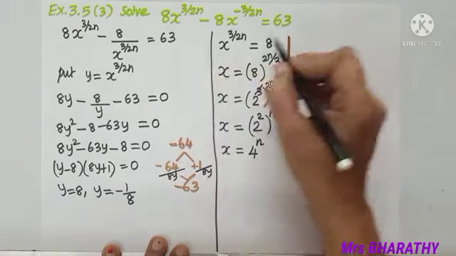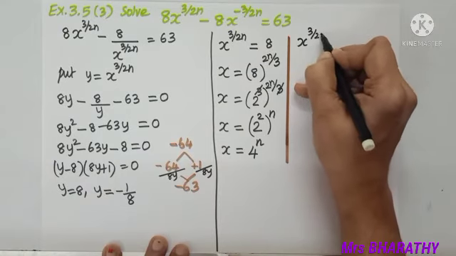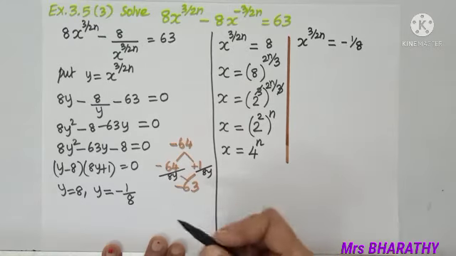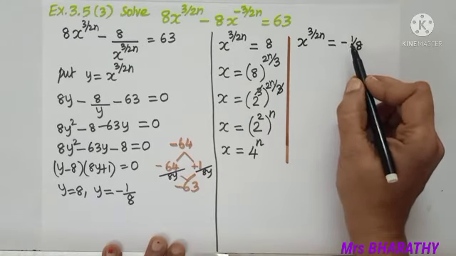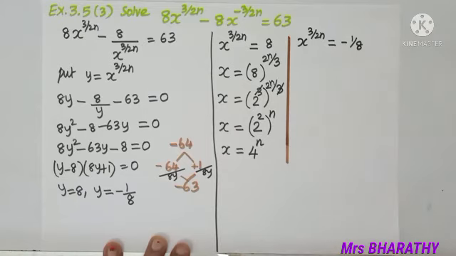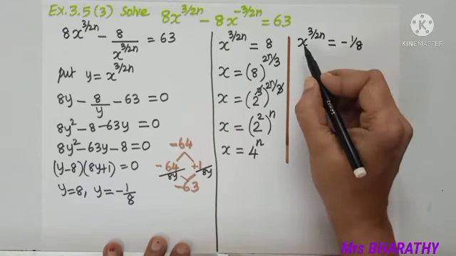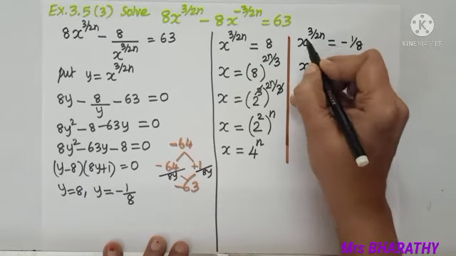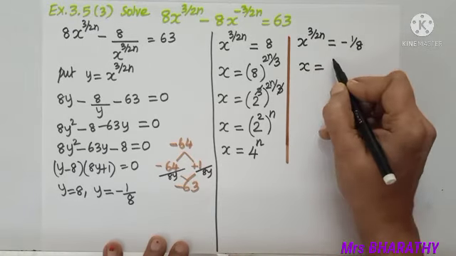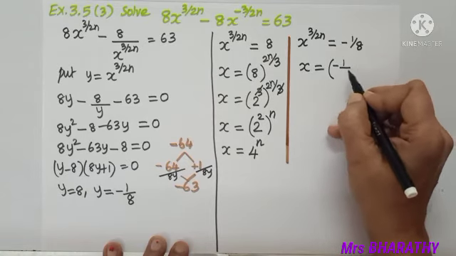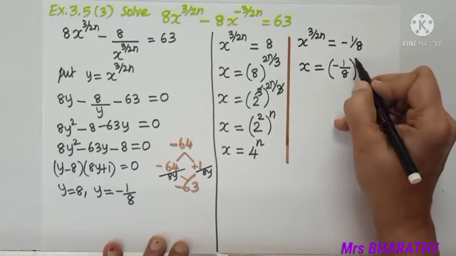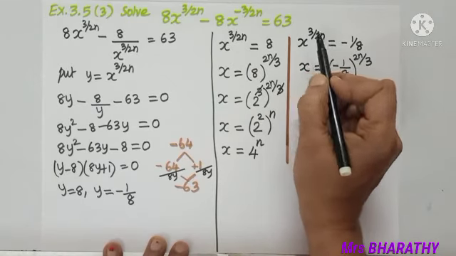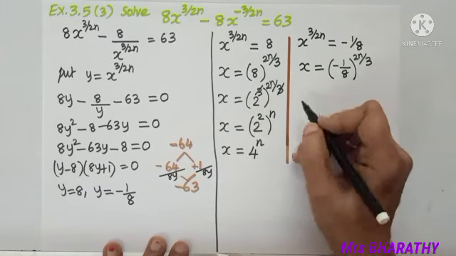So x power 3 by 2n can also be minus 1 by 8. Actually, this need not be done. We will arrive at the same answer only. Anyway, let us try and complete it. So what is x? Bringing 3 by 2n to the other side, I will get minus 1 by 8, the whole power 2n by 3. This side power 3 by 2n will come to the other side as 2n by 3.